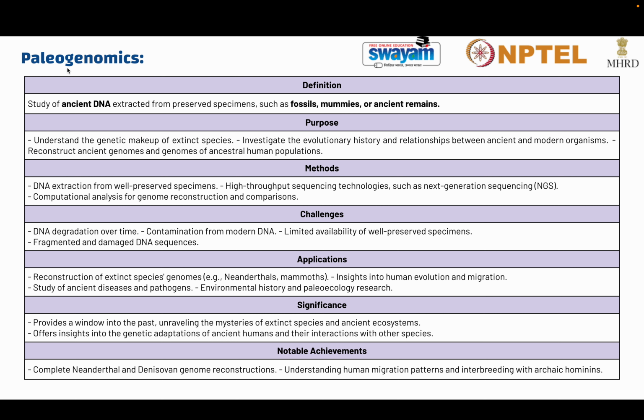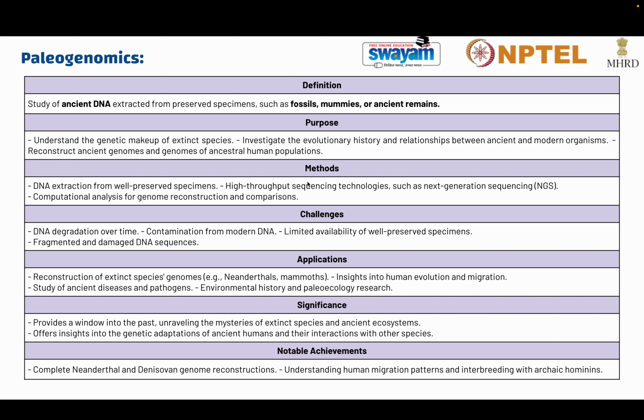Now, what is the purpose of paleogenomics? To understand the genetic makeup of extinct species, to investigate the evolutionary history, to understand the relatedness between those ancient and modern organisms. We can also reconstruct ancient genomes and the genomes of ancestral human populations. So, these are all the purposes why we perform paleogenomics.